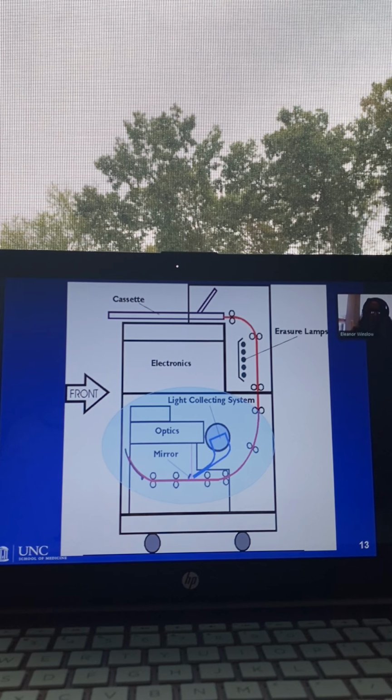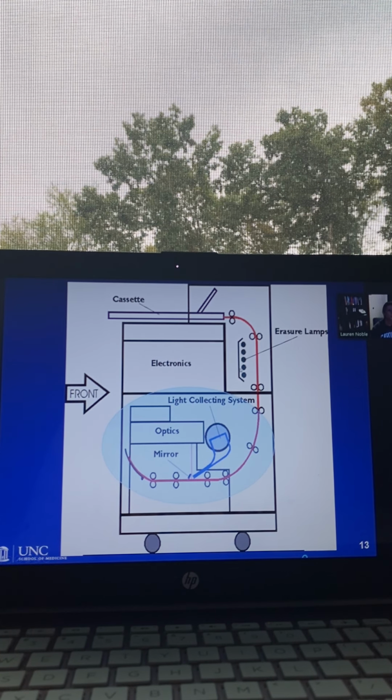It'll erase it before you have a chance to. Yeah, it erases the plate. Okay, so it goes down here, the data gets scanned off the plate, and then when it comes back up, those lights turn on and it removes the rest of the data. So when you do a typical exposure or you're slightly overexposed, these lights can get rid of that extra information.